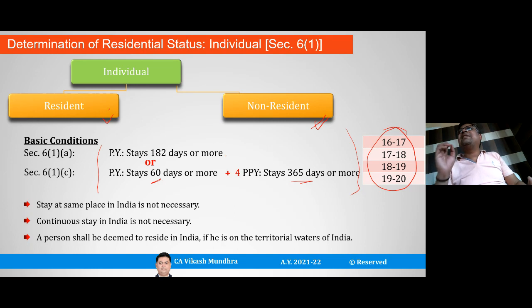Suppose a person resides in the territorial water of India. What is the territorial water of India? For example, this is the southern part of India, and here is the sea. Say this is Jagannath Puri sea beach. You just push yourself into the sea. You cannot say that I am out of India right now. Up to 12 nautical miles is part of the territorial water of India, and the territorial water of India shall be considered as a part of India. That means if a person resides over here, it shall also be considered as his stay in India. Got it?